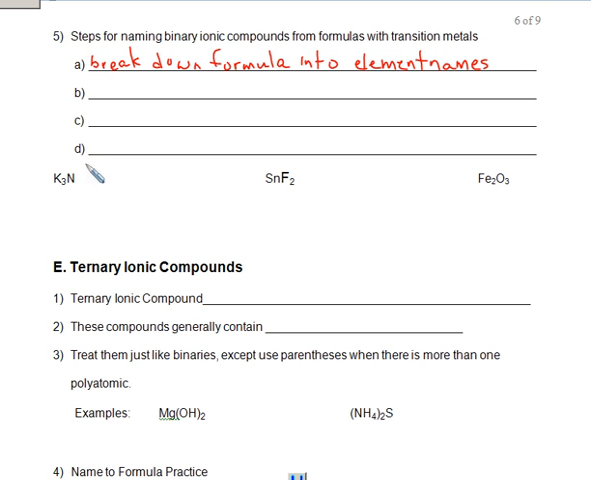So let's do that for this one here. We're going to break down the formula into element names. We have K, that's potassium. And then nitrogen, when it's an anion, is nitride.